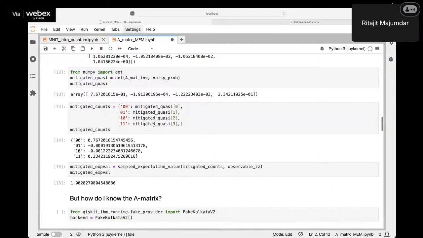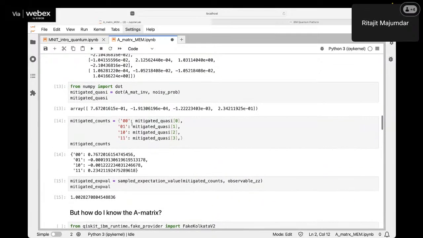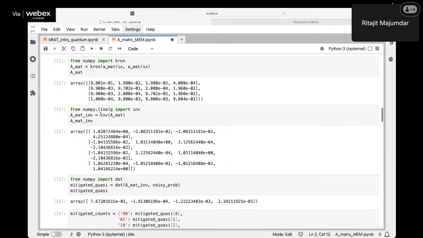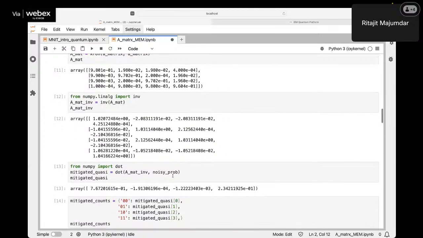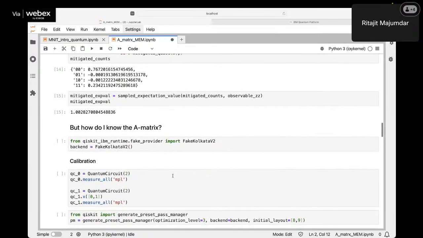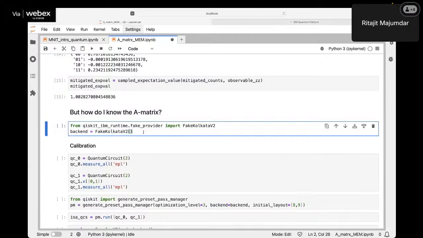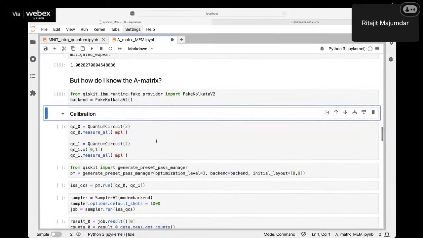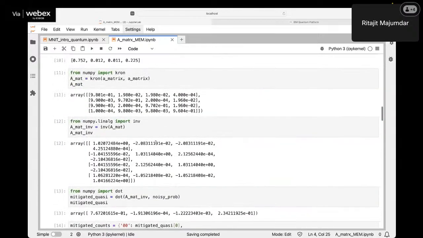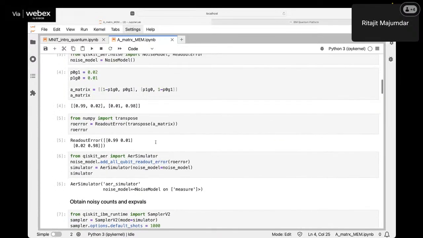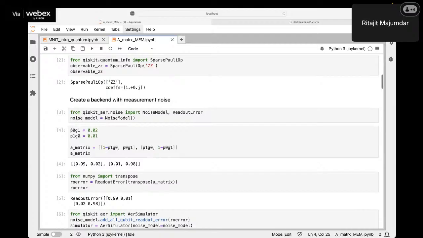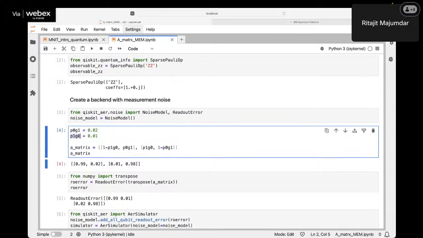So that is the quantum overhead. This portion was the classical overhead, inverting the matrix, doing all these matrix multiplications and all. Let's go again to our, at least my favorite fake backend, fake Kolkata. What do we want to know here? We want to know what is the probability that if I start with 0, if I start with 0, what is the probability that I get 1?